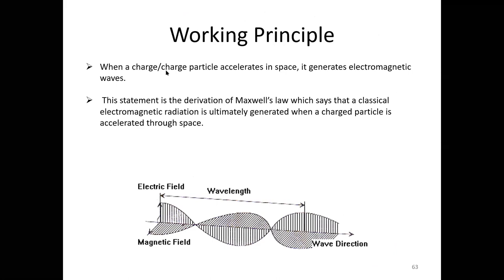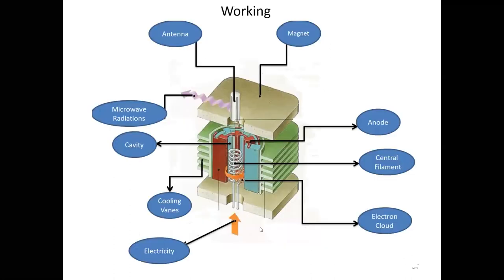When a charge or charged particle accelerates in space, it generates electromagnetic waves. This statement is the derivation of Maxwell's law, which says that classical electromagnetic radiation is ultimately generated when a charged particle is accelerated through space. So this is the magnetic field, this is the electric field, this is the wave direction.